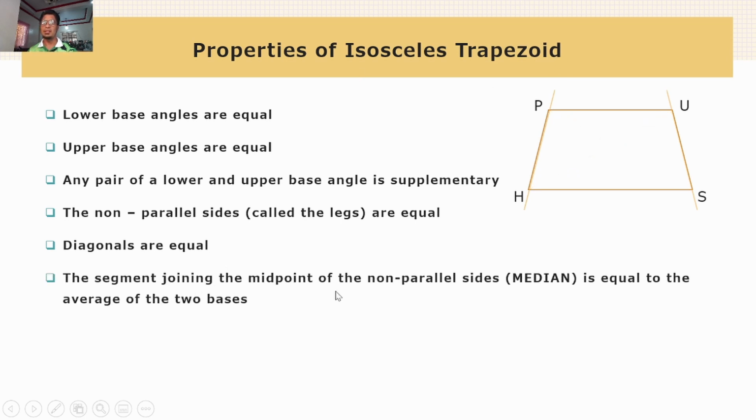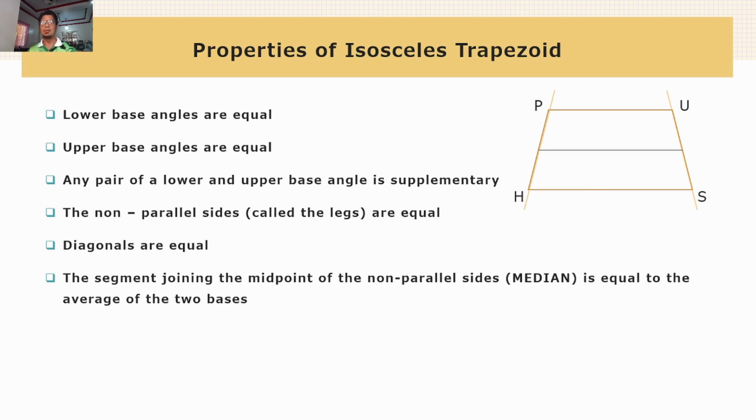The segment joining the midpoint of the non-parallel sides, which is called the median, is equal to the average of the two bases. So the midpoint of our legs, this is the median, is equal to the sum of our two bases. The bases are the parallel sides of a trapezoid. And then divided by 2, that is the measure of our median.